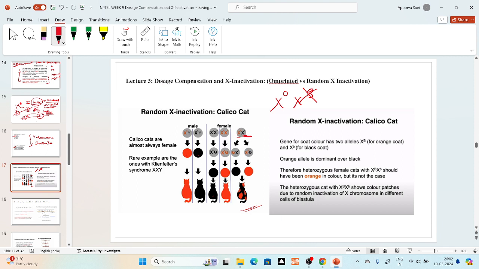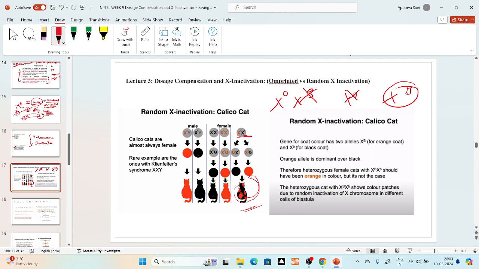But because this inactivation is a random process, randomly in some cells the orange X would not be there, and in some cells the black X would not be there. So because it's random, some cells would have an orange color and some cells would have a black color. So your cat would look like this, with both orange as well as black color.